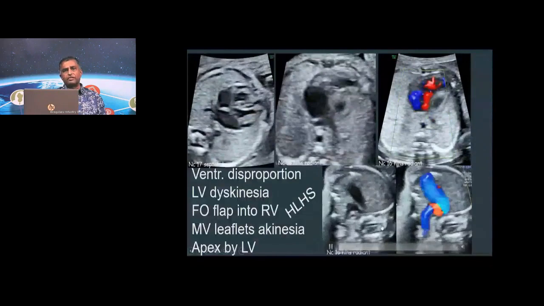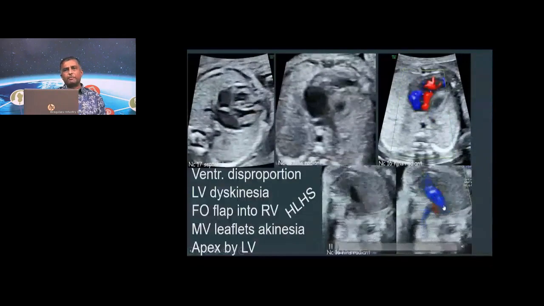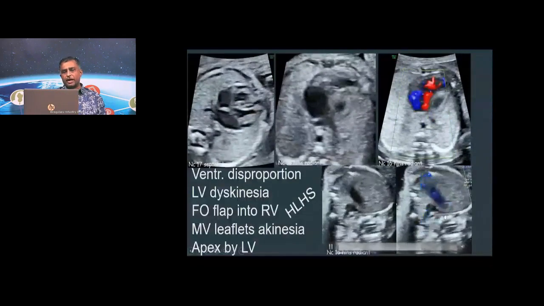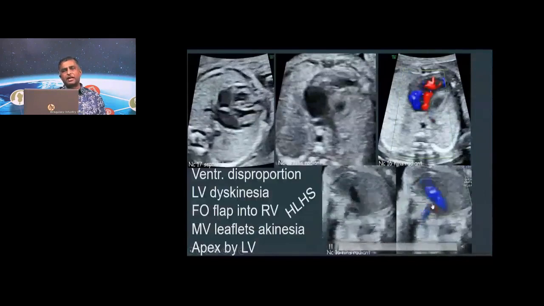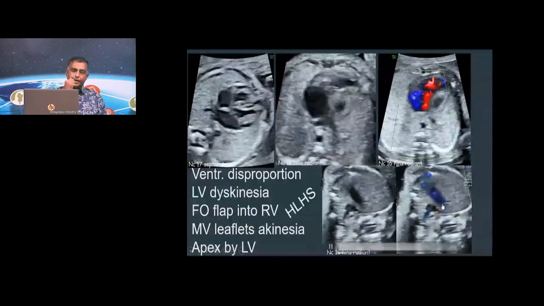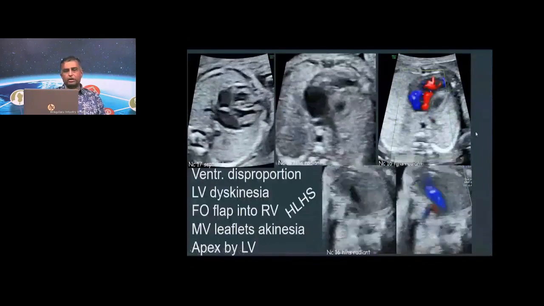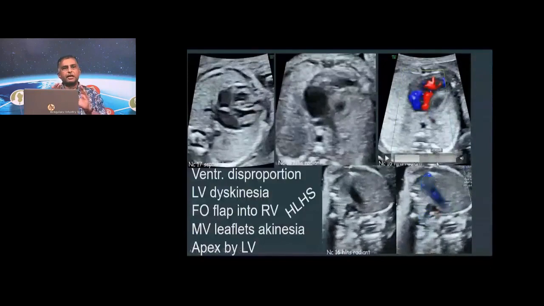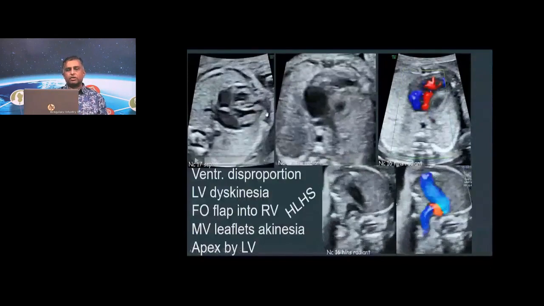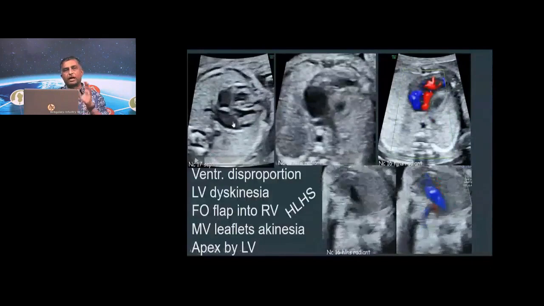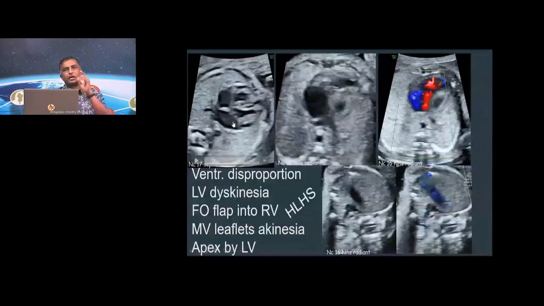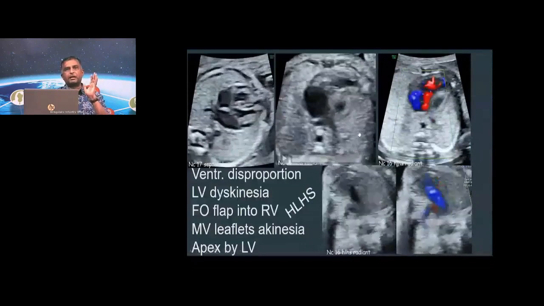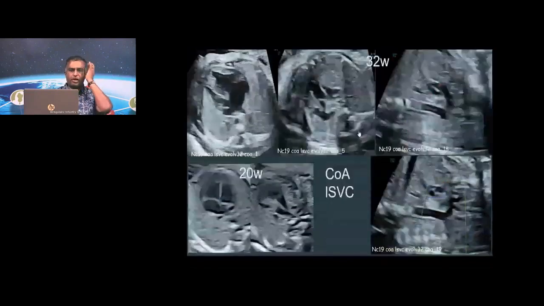And when you go on to the three-vessel trachea view, you'll find that the pulmonary artery is taking blood in the normal direction, but the aorta is small. It's taking blood in the reverse direction, telling you that this is a ductus-dependent systemic circulation, and the whole thing fits into hypoplastic left heart syndrome. So extremely important to look critically at the contractility. Who's making the apex? Where is the flap opening and closing? And that will put your diagnosis on a firm footing.